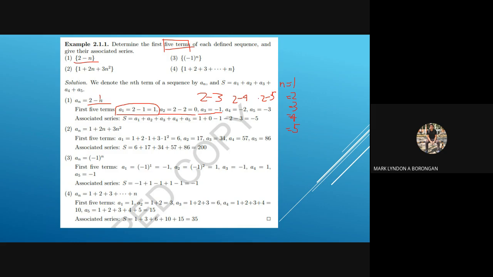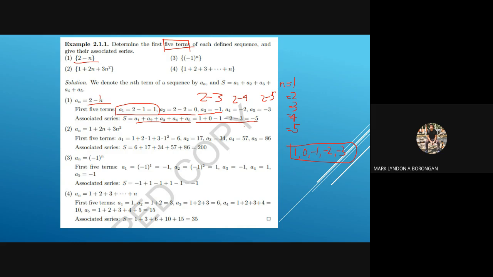So that's it for finding the first 5 terms. Your first 5 terms are 1, 0, negative 1, negative 2, and negative 3. That is your sequence. And to find its associated series, all you have to do is sum them all up. So a sub 1 up until a sub 5 are added, and you'll get negative 5. That's our first example.